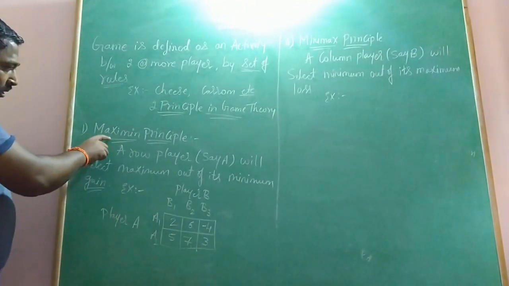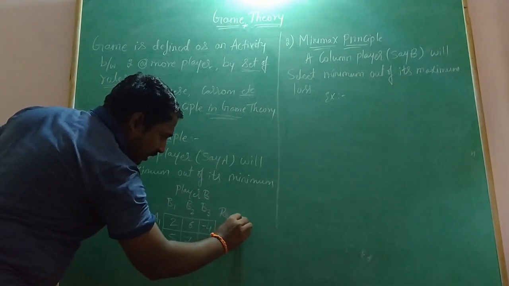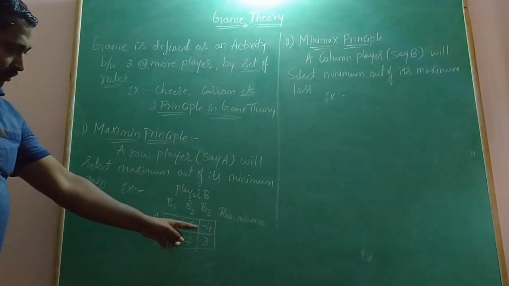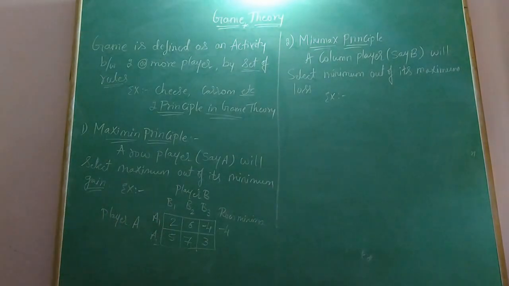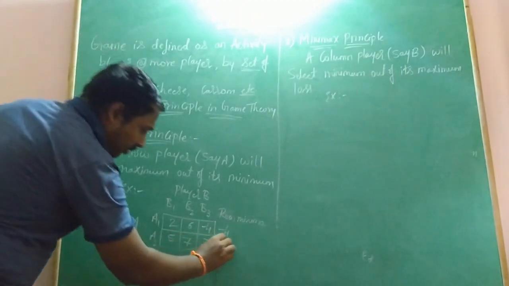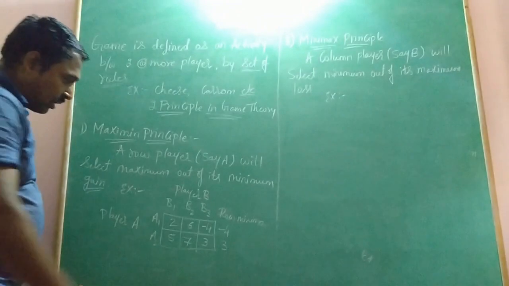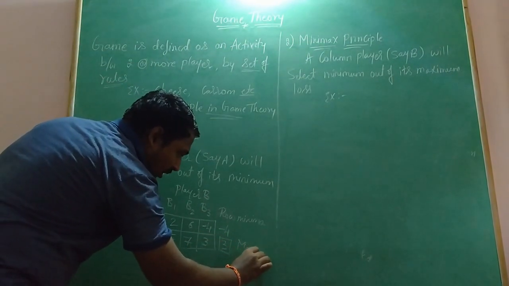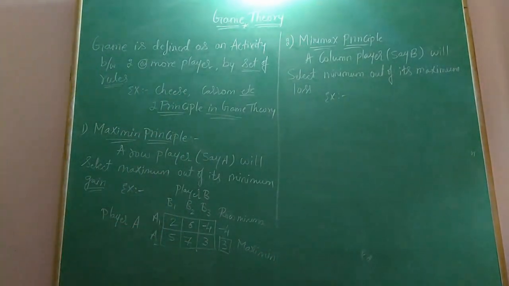In order to determine the maximin, here you write row minima. In the first row, out of 2, 6, minus 4, the minimum is minus 4. You need to consider the negative sign also. In the next strategy, 5, 7, 3, the minimum is 3. Out of these minima, minus 4 and 3, the maximum is 3. And hence here you write maximin. That is, for this payoff matrix, the maximin value is 3.